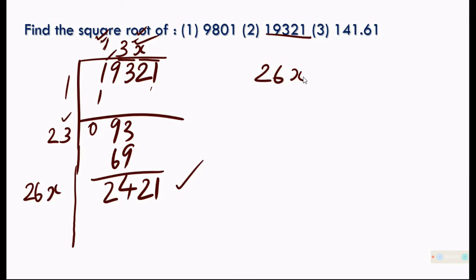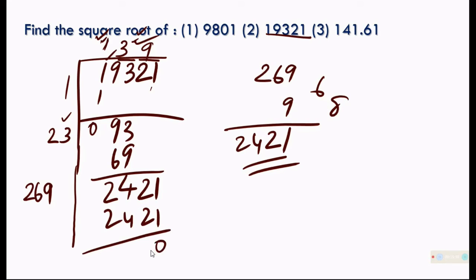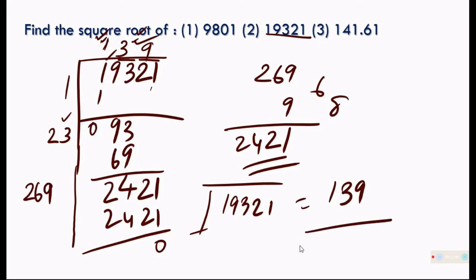Now 1 is coming at the end, so 9 comes to mind, right? 9 comes to mind, so let me try with 9 here. 9 9s are 81, 9 6s are 54 plus 8 is 62, 9 2s are 18 plus 6 is 24. It is all that same game. Answer: balance is 0. That means the root of 19321 is equal to 139. By division method we got the answer.